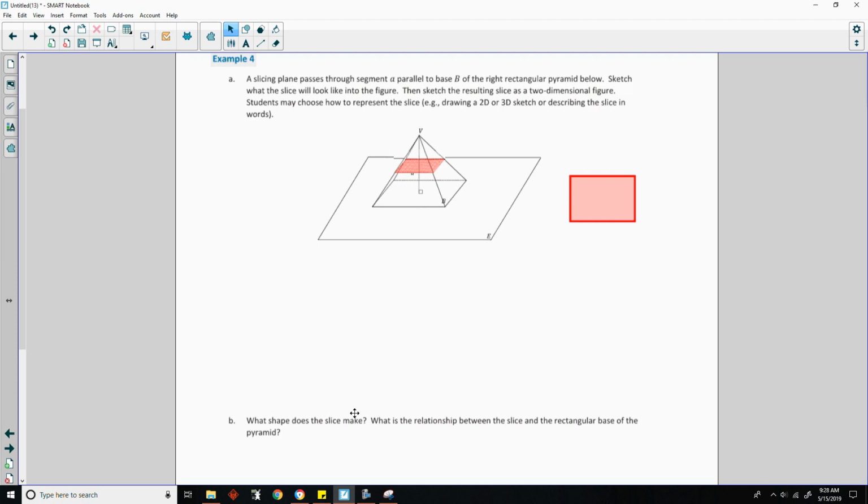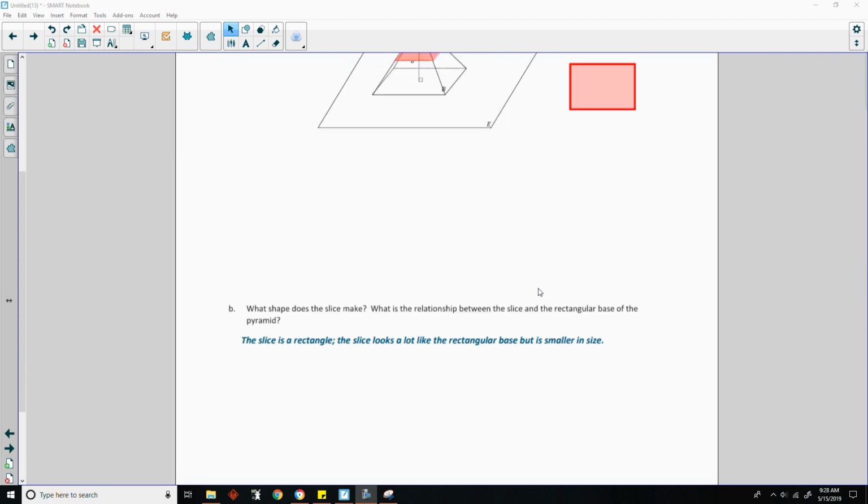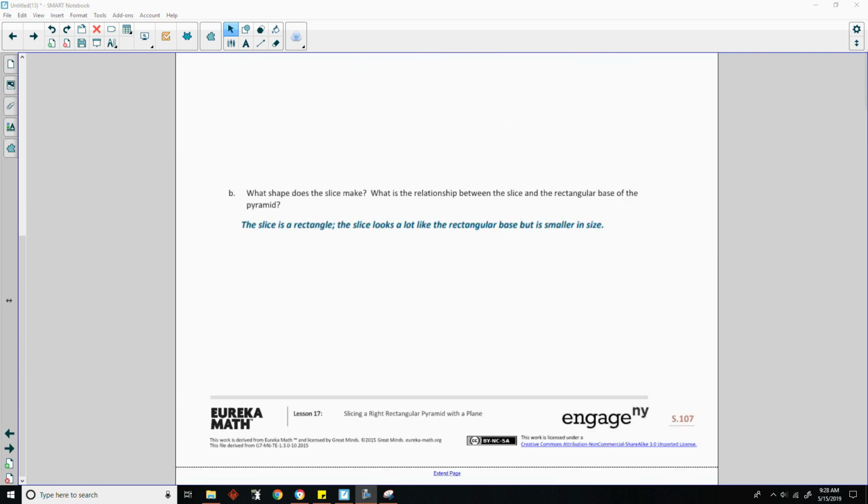B says, what shape does the slice make? I just answered that. It is a rectangle. What relationship between the slice and the rectangular base of the pyramid? The slice is a rectangle. The slice looks a lot like the rectangular base, but it is smaller in size.